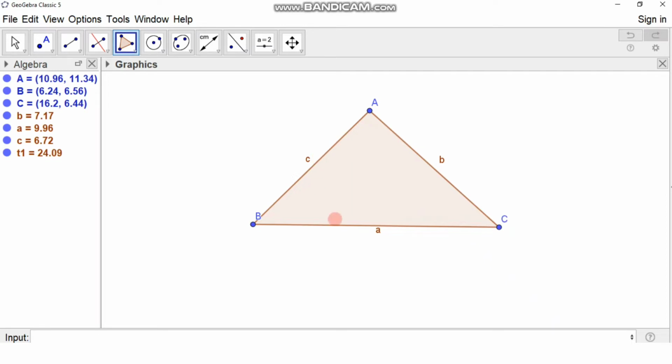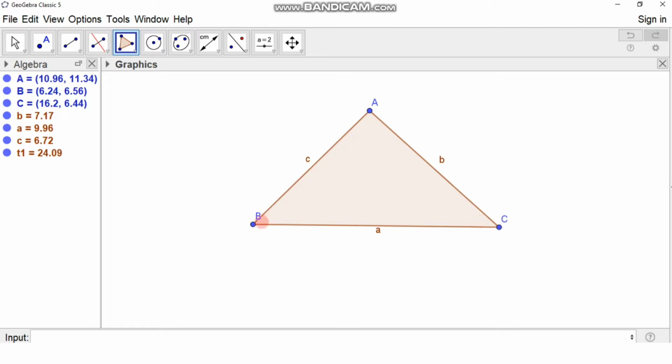Now we have to draw the incircle of this triangle. To construct the incircle of a triangle, we must draw angle bisectors of any two angles of the triangle given. So here for triangle ABC, we have angle A, angle B and angle C. We can draw angle bisectors of any two angles of this triangle. So let us construct the angle bisector of angle B and angle C.